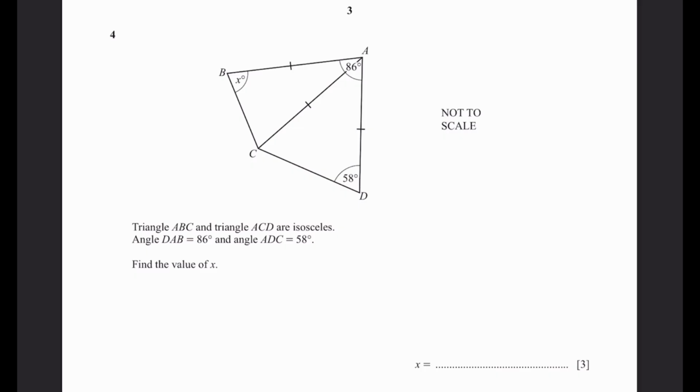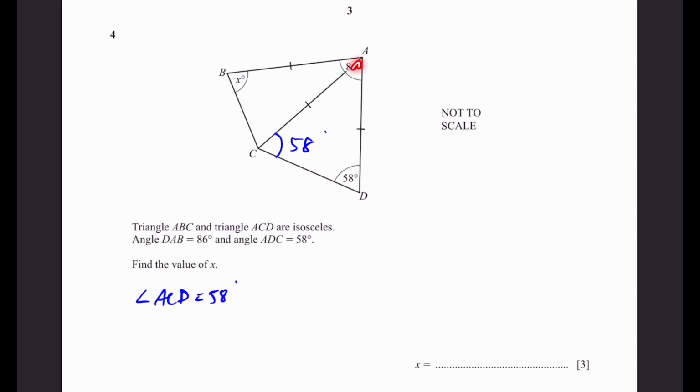Question 4. Triangle ABC and triangle ACD are isosceles. Angle DAB is equal to 86 degrees and angle ADC is equal to 58 degrees. Find the value of x. So since this is an isosceles triangle, this angle and this angle are equal. So this is 58 degrees. Angle ACD equals 58 degrees.